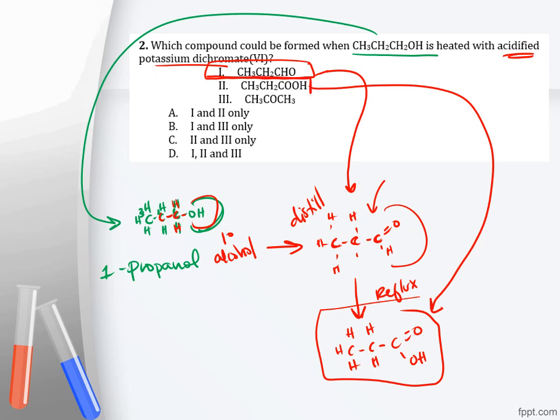If I put that product under reflux and continue oxidizing, there is no option for making this guy, which would be propanone. Those ketones are made only if we have a secondary alcohol, and here we have a primary alcohol. So our answer is going to be 1 and 2, Roman numerals 1 and 2 only.